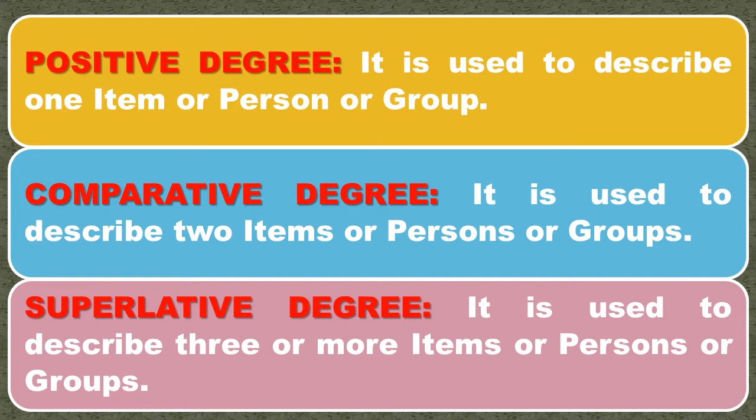The positive degree is used to describe one item or group or person. The comparative degree is used to describe the comparison between two items or things or people or groups. And the superlative degree is used to describe three or more items or things or groups or people.